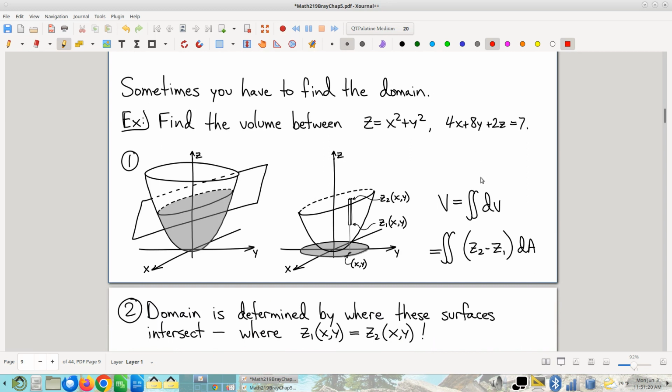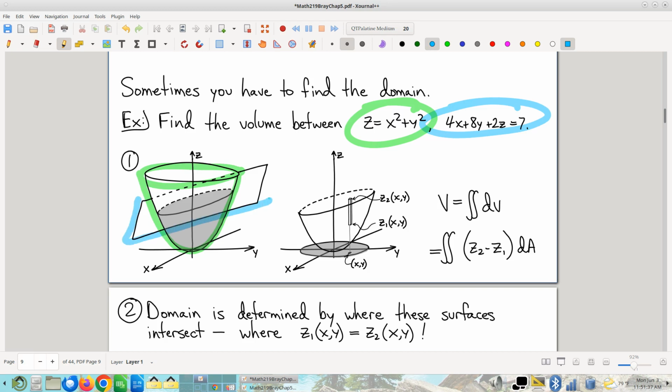Okay, last little thing I'm going to show you about double integrals, and then we're going to move on to triple integrals, and that is sometimes the domain is part of the problem to figure out. So here's a question. Suppose I look at this paraboloid. We've talked about paraboloids in the past, and this plane, and I look at the volume that's between them. That volume is this volume here, like that, and let's compute that volume.